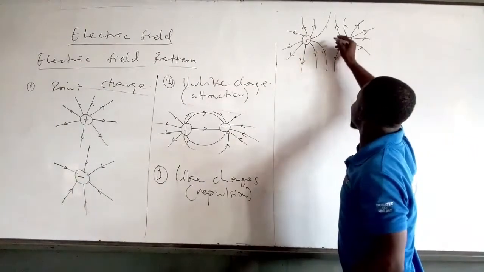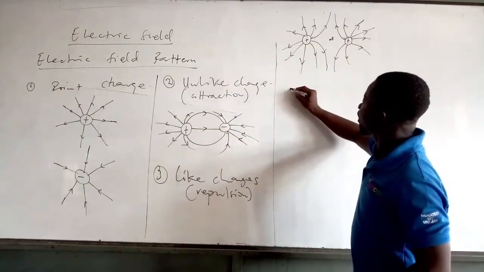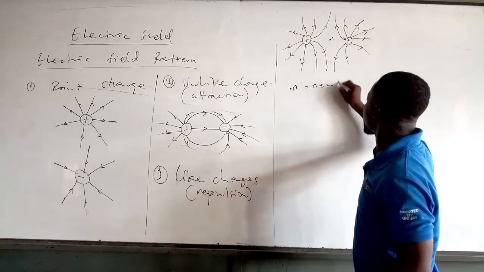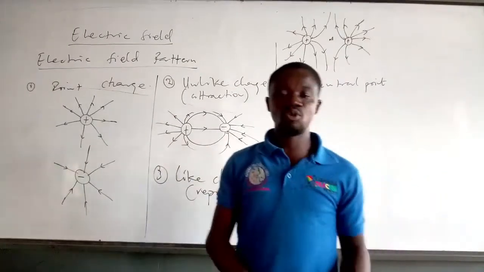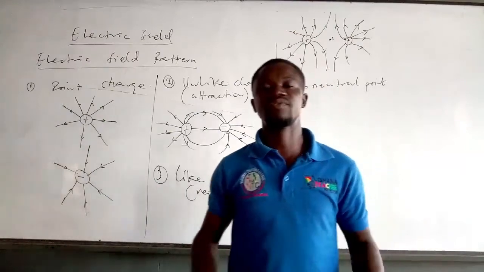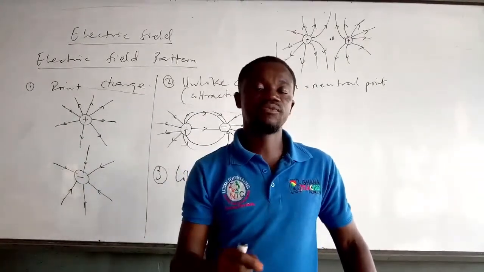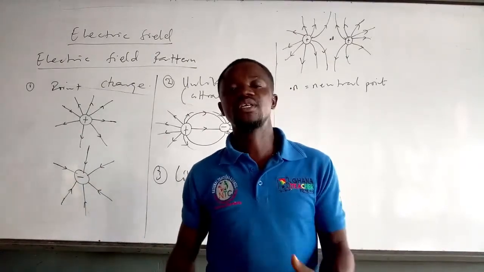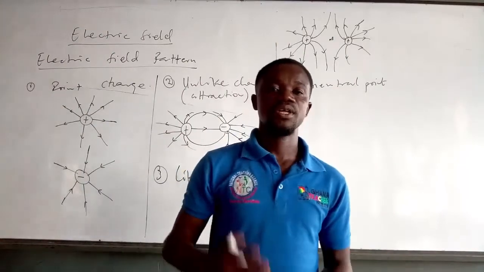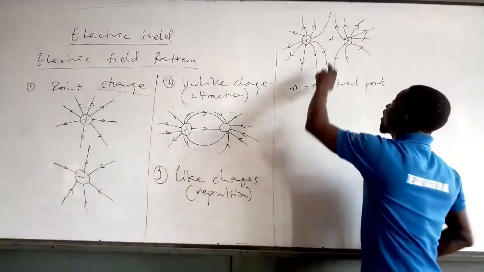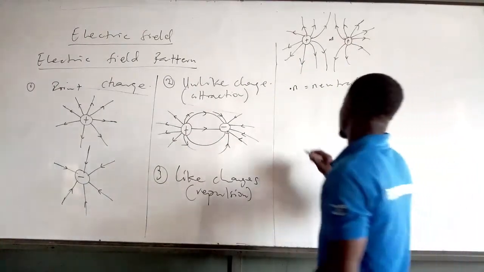So when this is done, there is a neutral point created between the two charges. The point N, we call it the neutral point. A neutral point is a region or a point in an electric field where the resultant electrostatic force is equal to 0. A point in an electric field where the resultant electric field intensity is equal to 0. That is what we refer to as a neutral point.